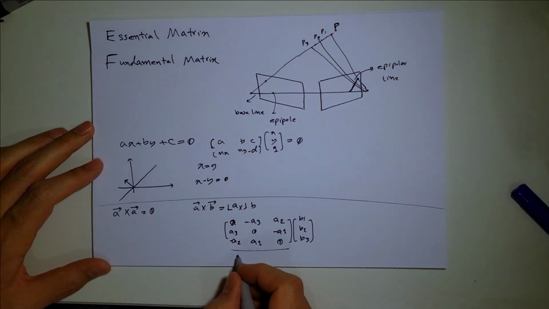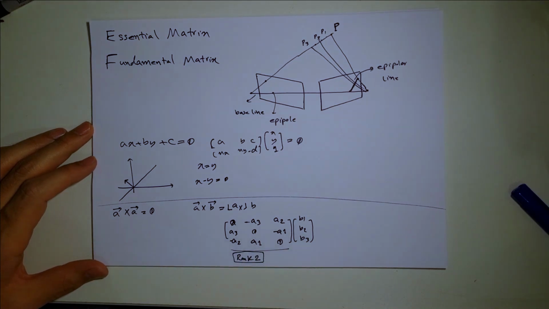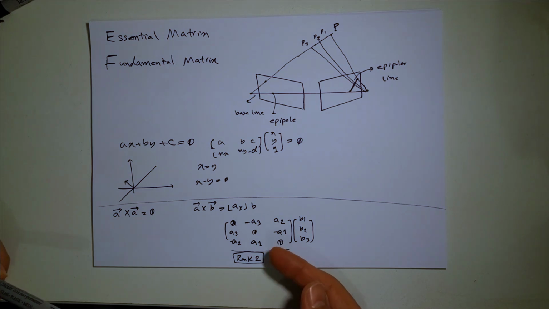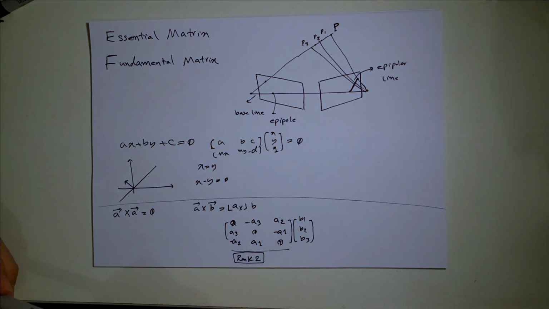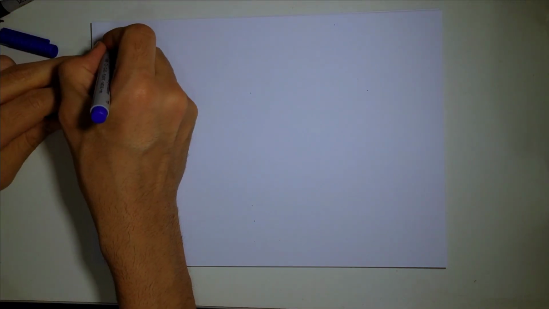And the rank of this matrix is 2. This is something we have to remember. We're going to need it soon. What is the rank of a matrix? The rank of a matrix is the maximum number of independent rows or columns. For a 3 by 3 matrix it is at most 3, and here the rank of this matrix is 2. If you multiply this matrix by any other matrix, the rank of the new matrix is going to be 2 again, because it's always the smallest rank. Okay, now we're ready to talk about the essential matrix.